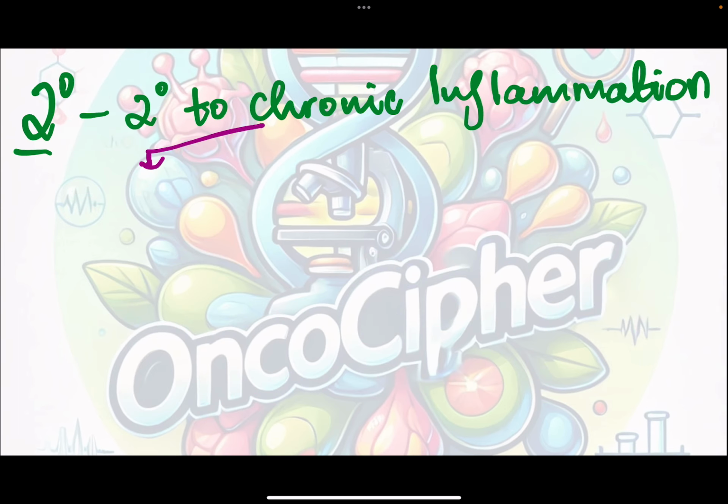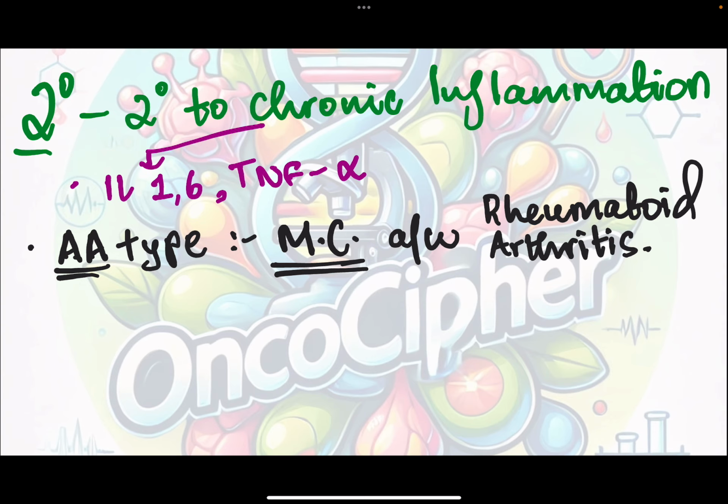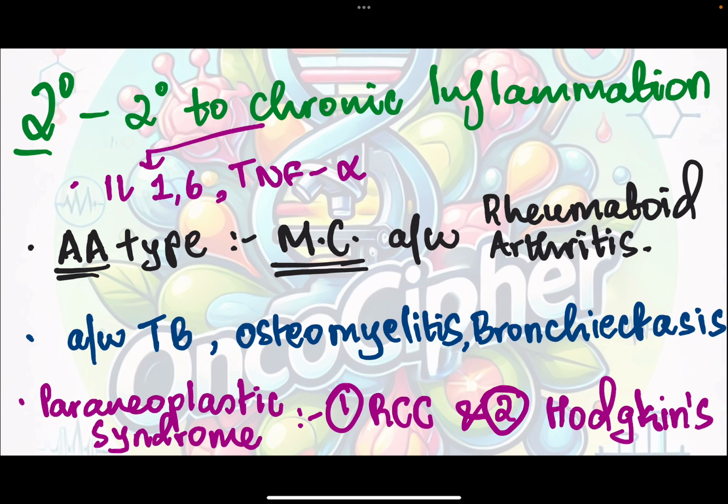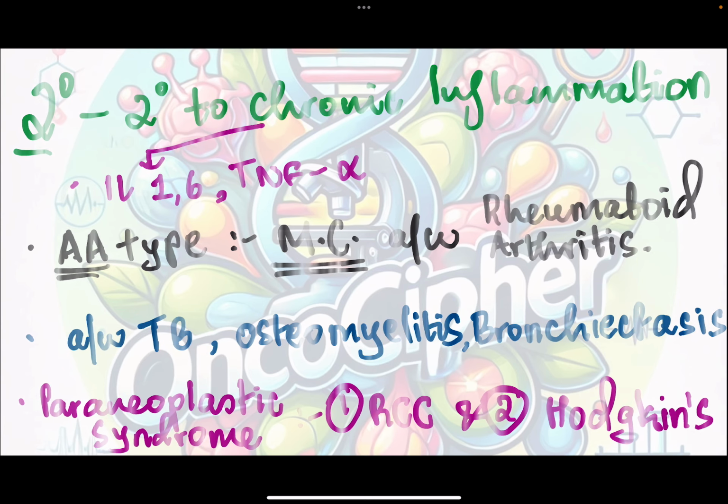Coming next to secondary amyloidosis, which is secondary to any chronic inflammation in response to IL-1, IL-6, or TNF alpha. Now, this is of AA type, and it is most commonly associated with rheumatoid arthritis. It can also be associated with tuberculosis, osteomyelitis, or bronchiectasis, and it can present as a paraneoplastic syndrome in cases of renal cell carcinoma and Hodgkin's lymphoma. Again, each and everything over here is an important question.